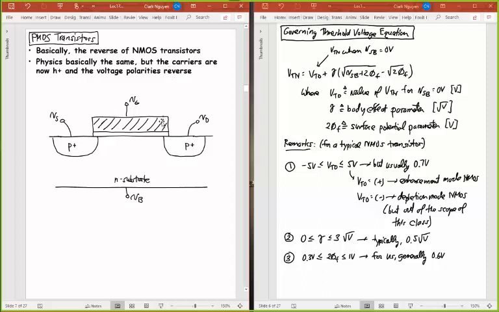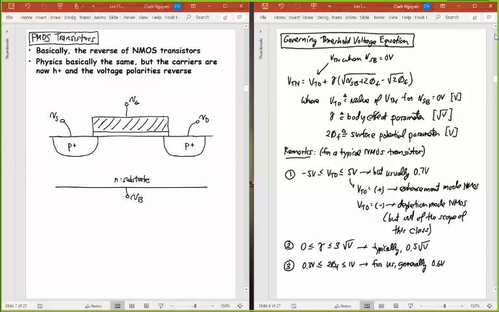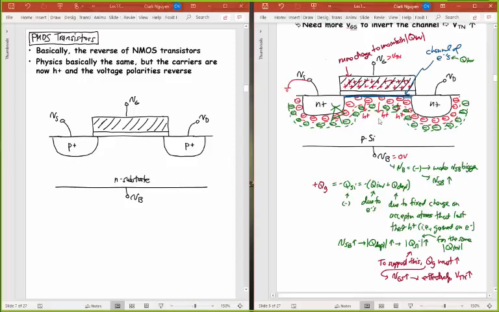And so what does that mean? Look at this picture here. This picture is the same as my NMOS transistor, which I'll back up here just to show that NMOS transistor. The only difference is now instead of N plus source and drain, I've got P plus source and drain. Instead of a P-type silicon substrate, I have an N-type silicon substrate. Okay? And because I'm using opposite in basically all my doping concentrations, the device works sort of in the opposite fashion. Right? So the physics is basically the same, but the carriers, instead of electrons, they're now holes. And the voltage polarities reverse.